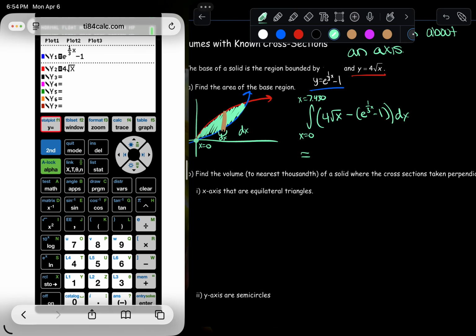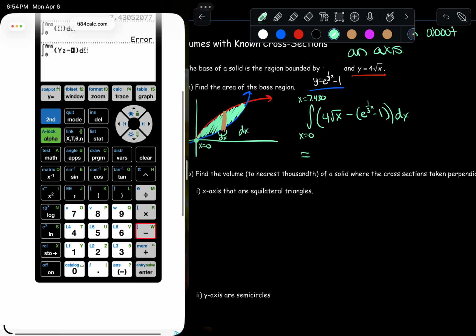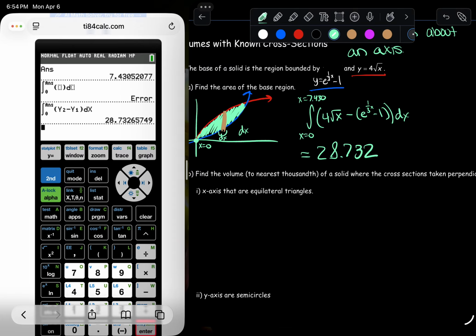So alpha trace, we saw which one was which. The exponential function was the lower bound, so we will do y2 minus y1. So second trace, y2 minus second trace, alpha trace, minus y1, and we are integrating with respect to x, and we get 28.732. All right, so the reason why I use the answer function in here is because I don't want to use the approximation. I want the exact from the calculator, okay?